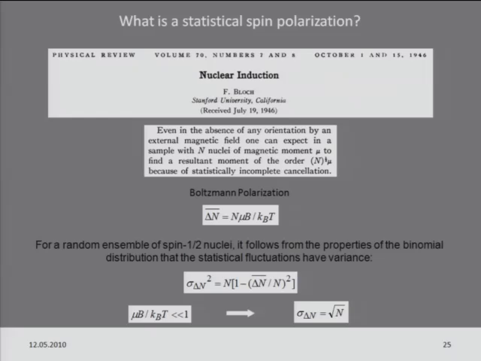So this is, again, just writing down the Boltzmann polarization. If you write down what the statistical polarization is, just using the properties of a binomial distribution, you will find that in the typical limit here, where the magnetic energy is much less than the thermal energy, this is given by root n.